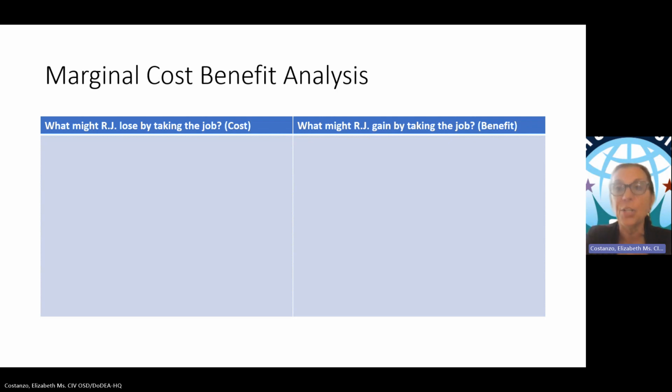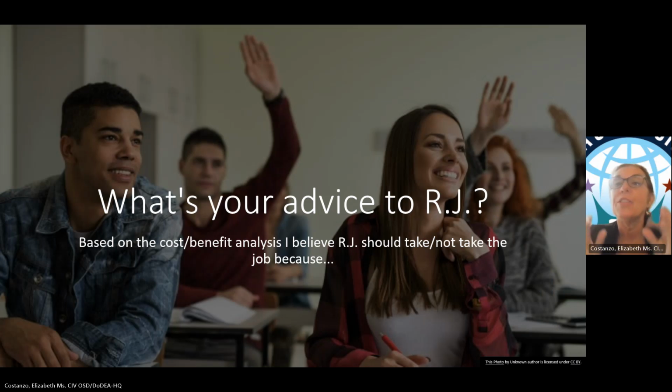Okay. So they've shared the responses, and what's next? So next, the students are going to give their advice to RJ. So the sentence stem we're going to use is based on the cost benefit analysis: "I believe RJ should take or not take the job because..." So the students are going to select whether RJ should take the job or not take the job, and then use evidence from the cost benefit analysis chart to support their response.